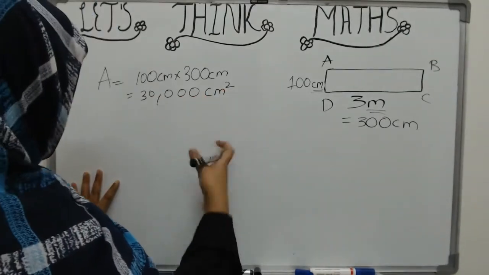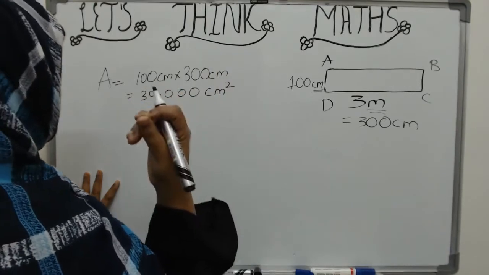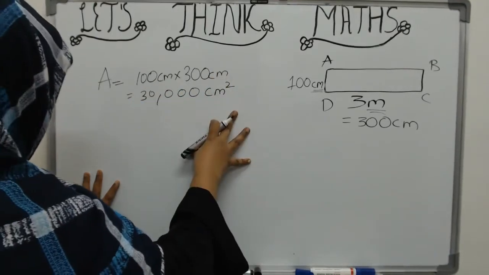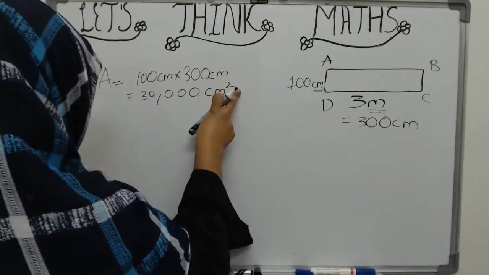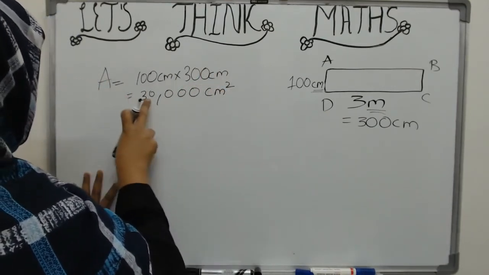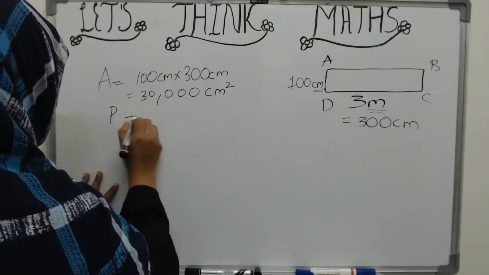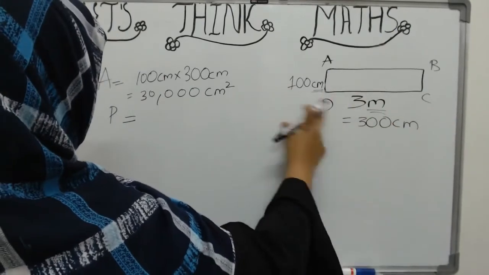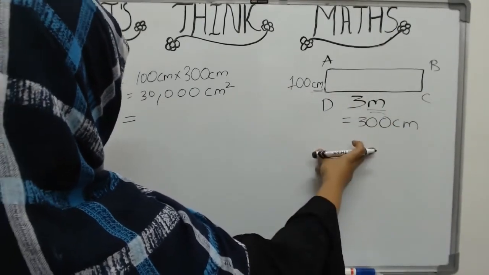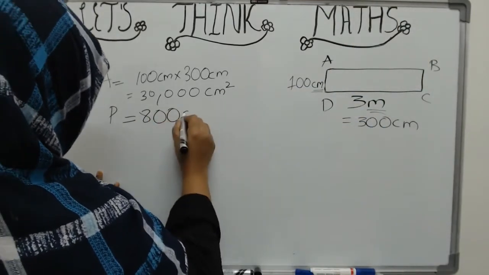You know, back in the days when I was in school, teachers used to cut half mark and sometimes even 1 mark if we got the units wrong. So please remember that. Always make sure you get the right unit. So area is 30,000 centimeters square. And what is the perimeter? Perimeter is easy. Add these two, double it. So when you add these two, you get 400 centimeter and double of that will be 800 centimeter.